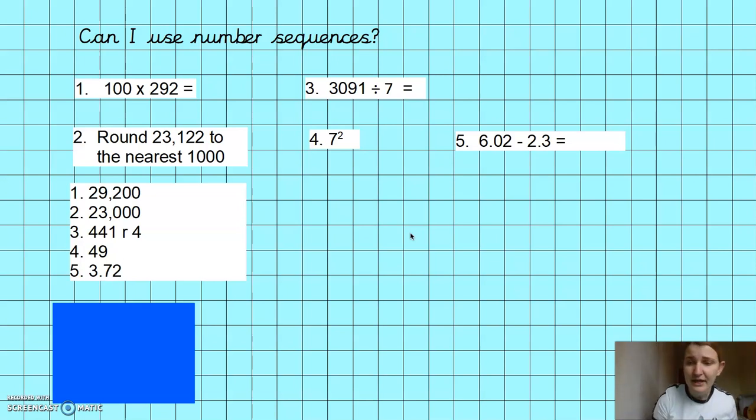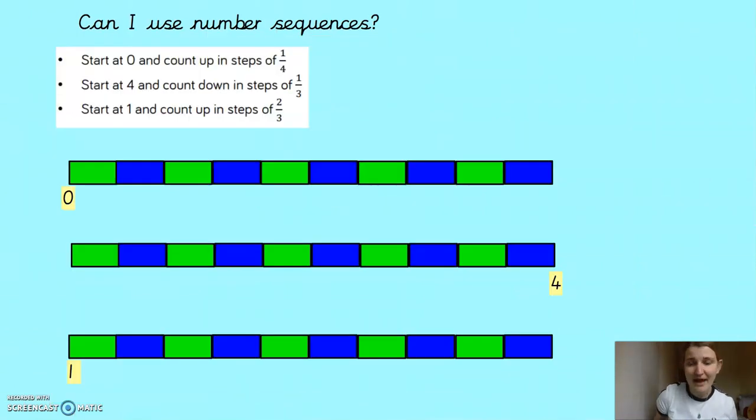All right. So, like I said, today is all about number sequences. Okay. And it's about counting forwards and backwards in fractions. Now, a couple of things are going to help us here. Number 1 is knowing how many of each fraction is equivalent to a whole.